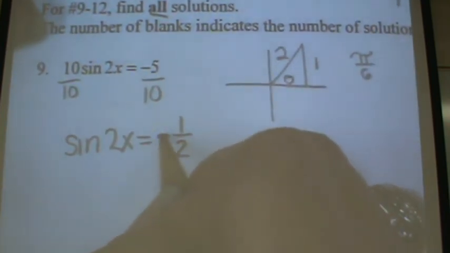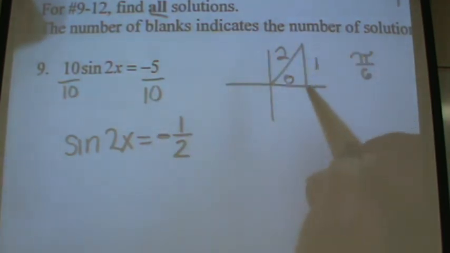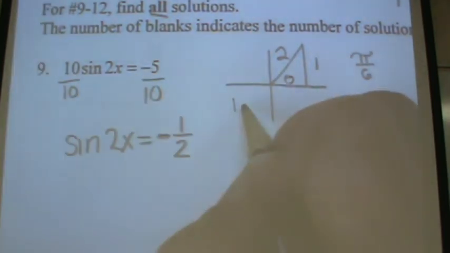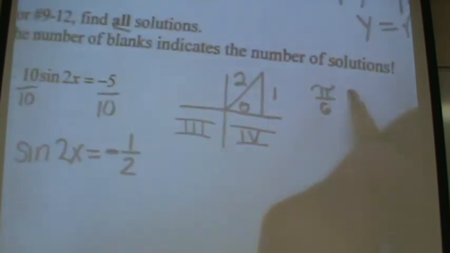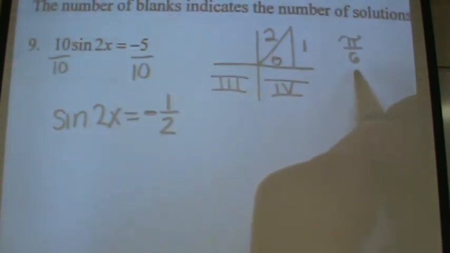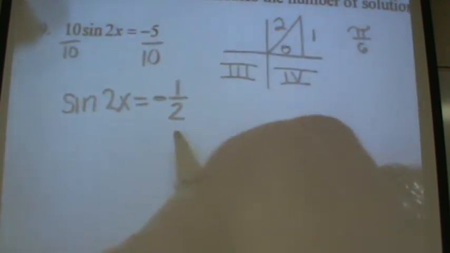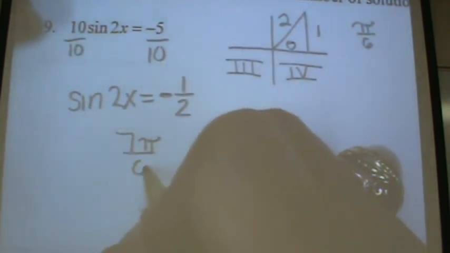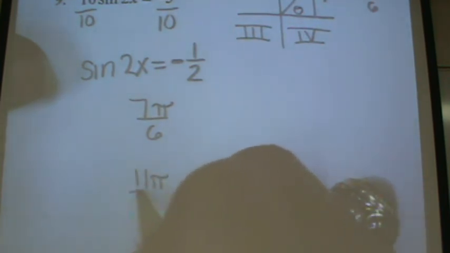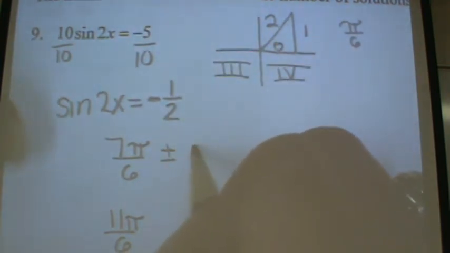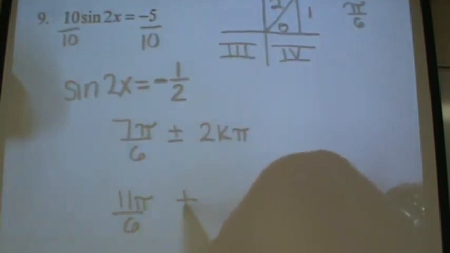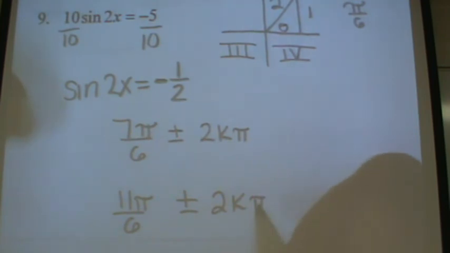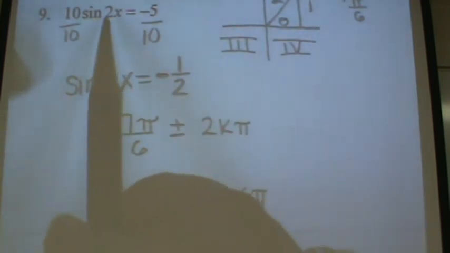Now, in what two quadrants is sine negative? 3 and 4. So what are the names of those angles in quadrant 3 and 4 that have a 6 under it? 7 pi over 6 and 11 pi over 6. Now, see how it says all? That means that you're going to get this answer over and over again because the period for sine is every 2k pi. So these were the answers in chapter 6 when we did them with a 1 here.